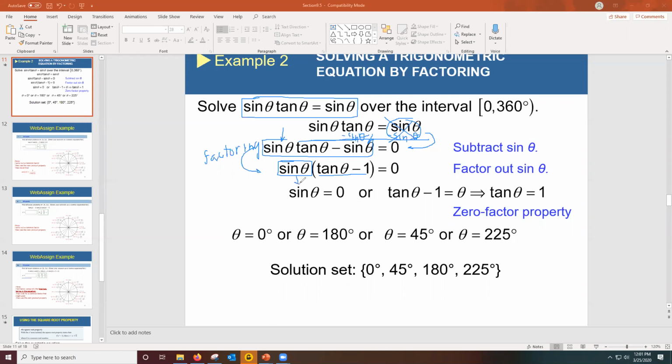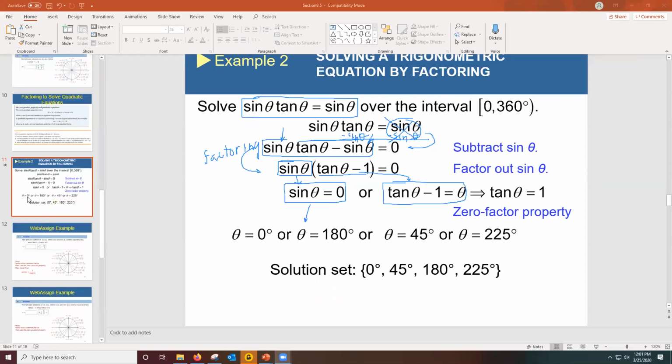The first equation is sine theta equals 0. And the second equation is tan theta minus 1 equals 0. And now I'm going to solve each one of these equations separately. Let me go and solve sine theta equals 0. Well, I know that means the y value has to equal 0. So for that, let me jump back to the unit circle.